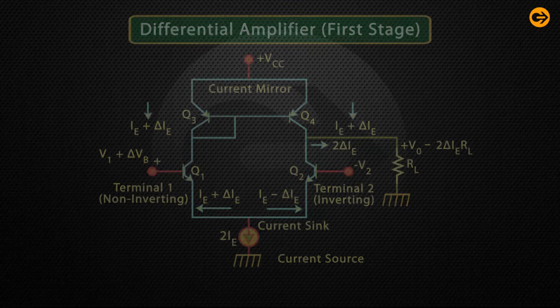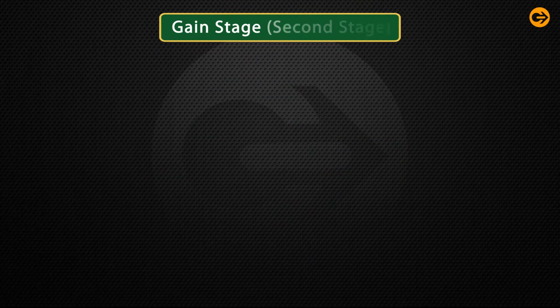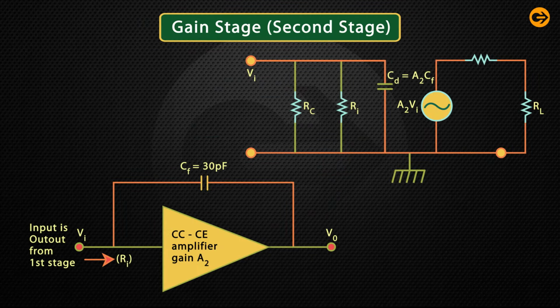Now, the second stage. The gain stage is a common collector, common emitter, that is CC-CE amplifier. Here, CE provides the requisite gain and CC acts as a buffer to minimize the effect of loading.